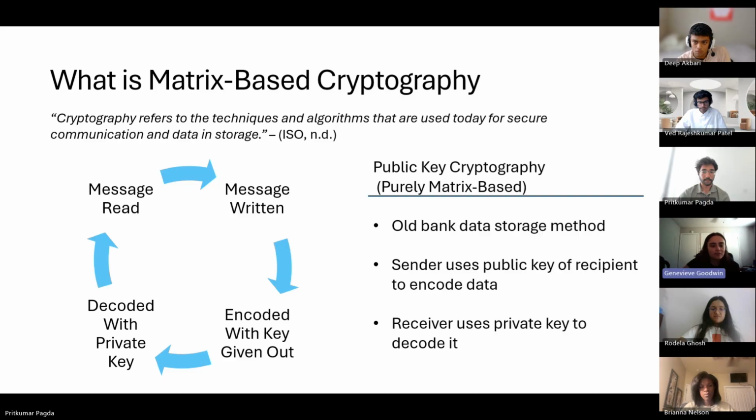That infographic on the left is the life cycle of how this works. The message is written, or the data, or whatever we're using, then it'll be encoded with a key given out, and then it's going to be decoded with a private key, and then the message is read by the individual receiving it, or the data is received by whoever's supposed to be receiving it. And that's how public key cryptography works. There are 4 main types of cryptography, but we're really only going to be talking about public key cryptography today.